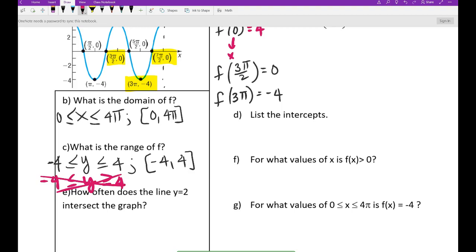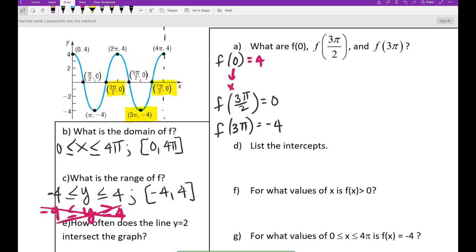That was C. D, list the intercepts. Okay, I want you and your partner to list all of the intercepts. When it says intercept, you are looking for all of them. Once you have an answer, compare it with your friend, and then we will list the intercepts.